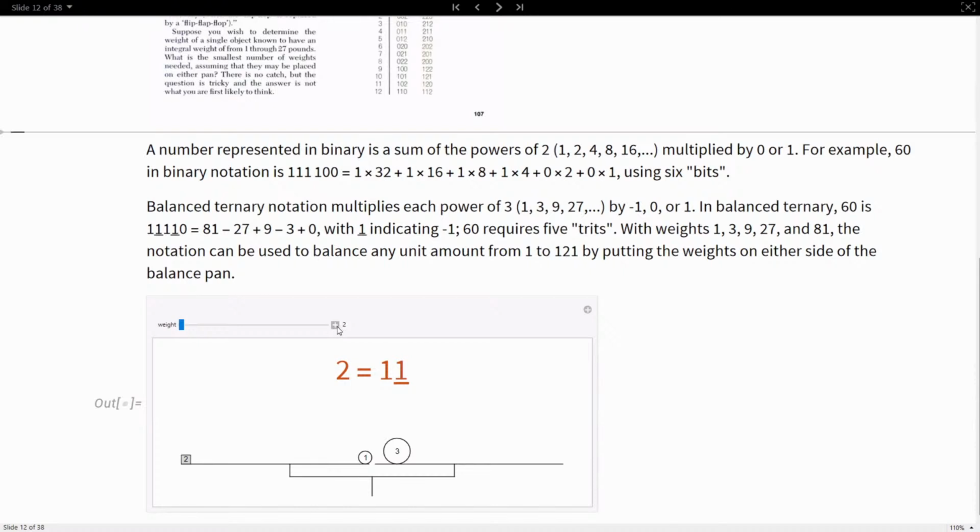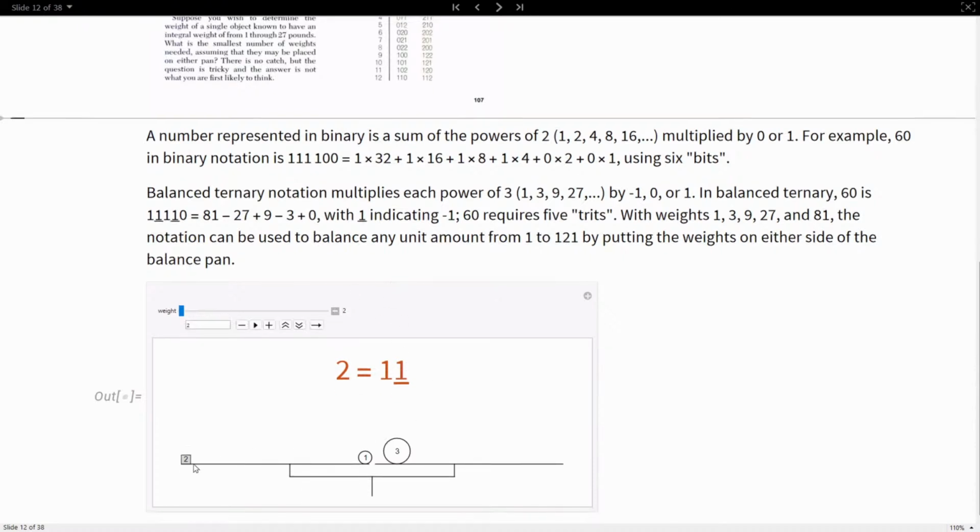And I show that here. So here we can measure a weight weighing 2. We have 3 on one side, 1 plus 2 on the other. And we can keep doing that. So 1 here means it's positive. With an underbar, it means it's negative.